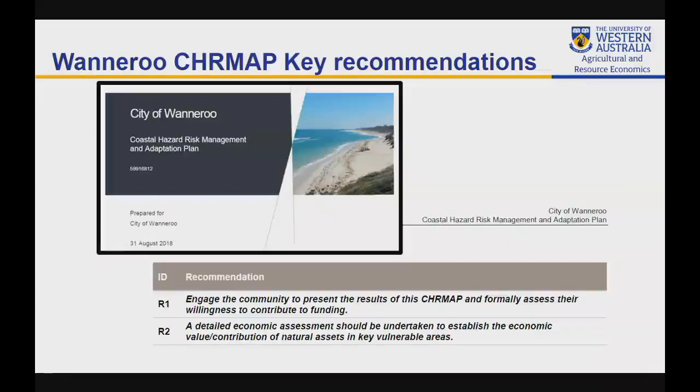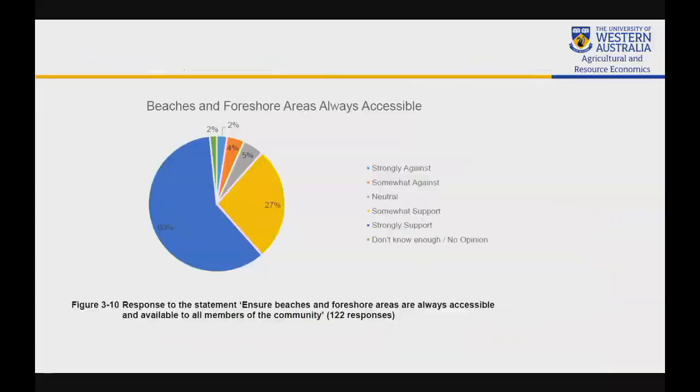So the City of Wanneroo we worked with in particular because through their CHRMAP, the initial recommendations that have come out of that suggested that a choice experiment would be a really good idea. One of the recommendations from that process was to engage with the community about the results of the CHRMAP and to assess their willingness to contribute funding towards coastal management. And also to undertake a detailed economic assessment on the value of natural assets in the area. So that lined up really nicely with what a choice experiment can provide in terms of the data input. And I think now I'm going to hand over to Michael because he likes his pie charts.